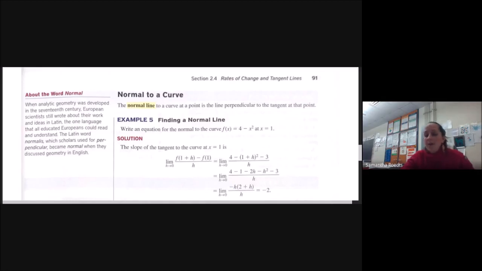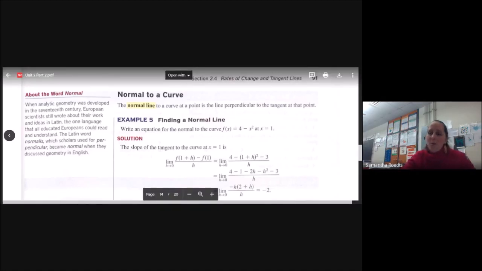Just so you know, what we're saying is this line is perpendicular to the curve. The normal line to a curve at a point is the line perpendicular to the tangent at that point. That's why we say normal to the curve and not perpendicular to the curve, because Latin. All right, example 5, finding a normal line or a perpendicular line.